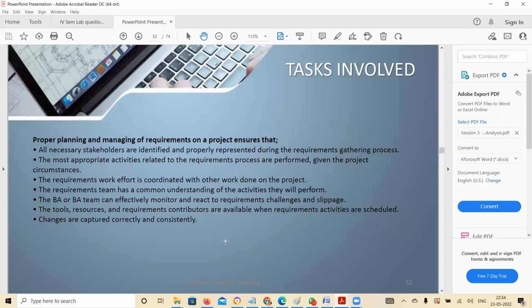A BA needs to collect or receive the requirements from the stakeholders, right? So before that, we need to identify and properly represent the stakeholders during requirement gathering. And after gathering, we need to perform the required activities appropriately, and then coordinate with the project members to complete the project.